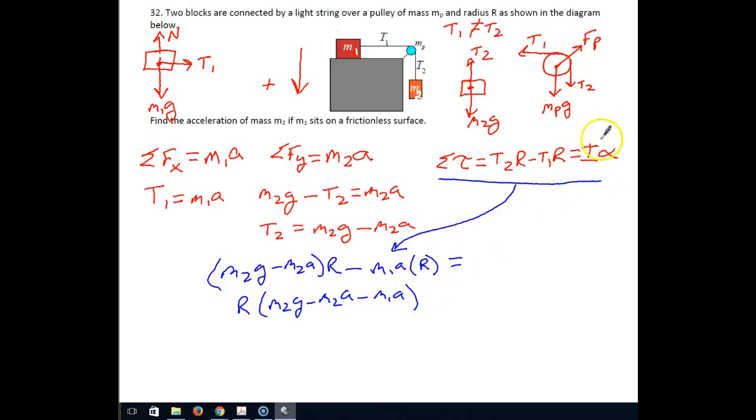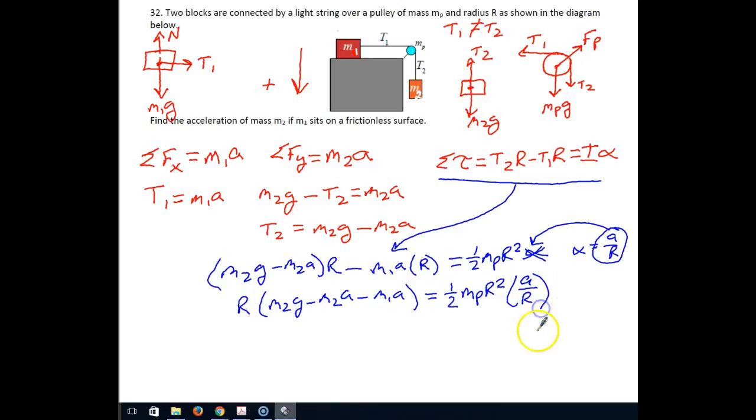So we need to write down what I is. I for this pulley is the same as it was in the last one. It's just 1/2 mass of the pulley times the radius squared. And then we need to multiply that times alpha. But remember here, alpha is equal to a over R, so we're going to plug the a over R in for alpha and get rid of alpha. So if we do that, this is 1/2 of mp R squared times a over R.